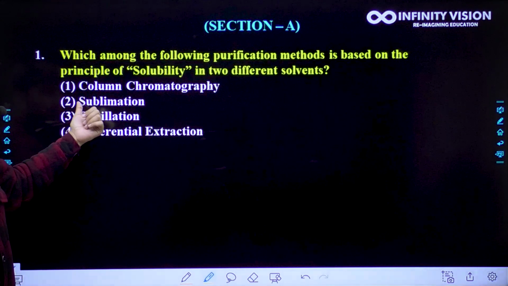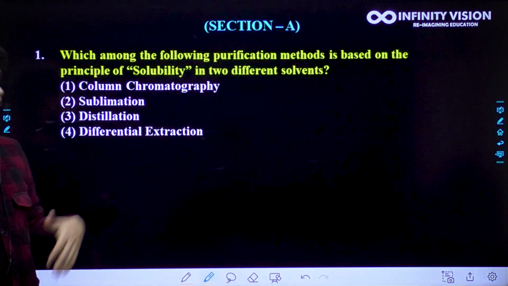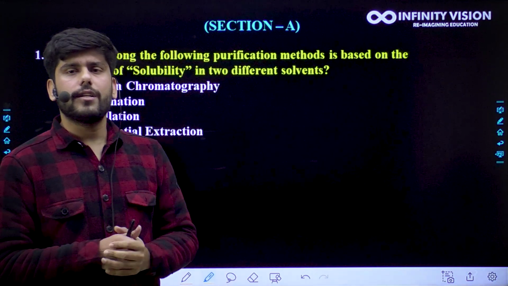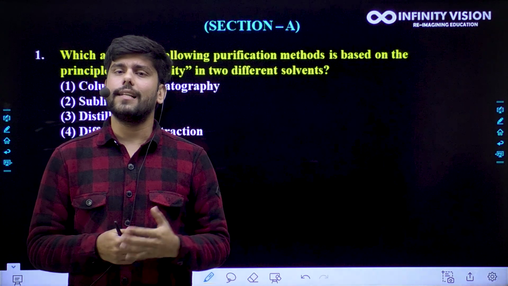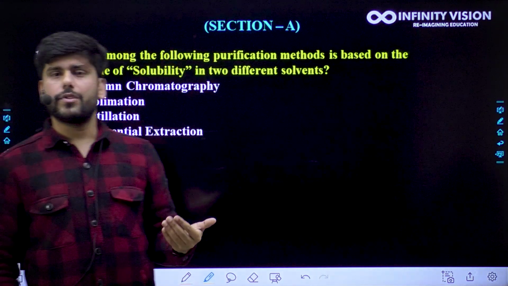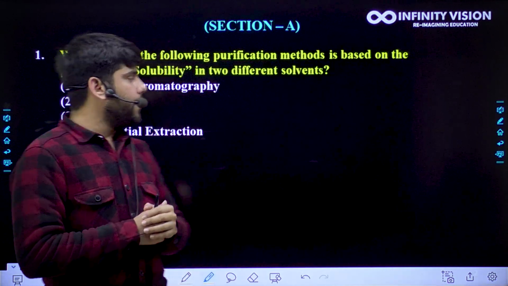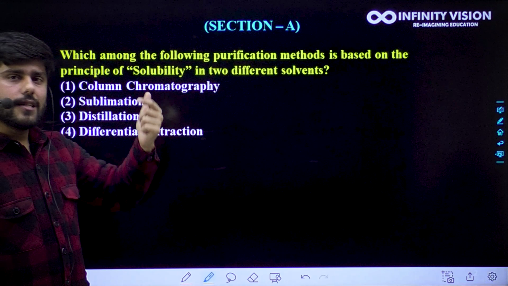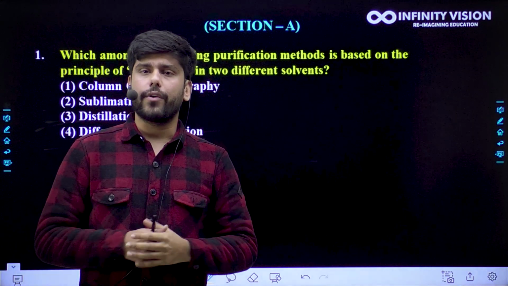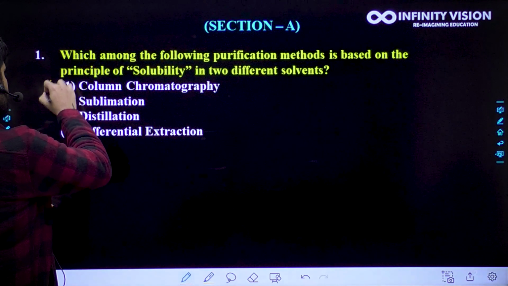Option A is column chromatography, then we have sublimation, distillation, and differential extraction. Now this question is quite simple. It is based upon NCERT theory only. Chromatography is used to separate the components of a mixture and test their purity, and column chromatography is a type of adsorption chromatography where the principle is adsorption. So this is not the option.